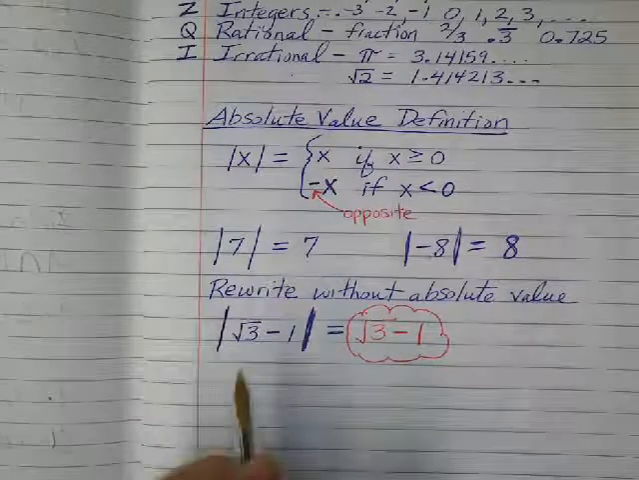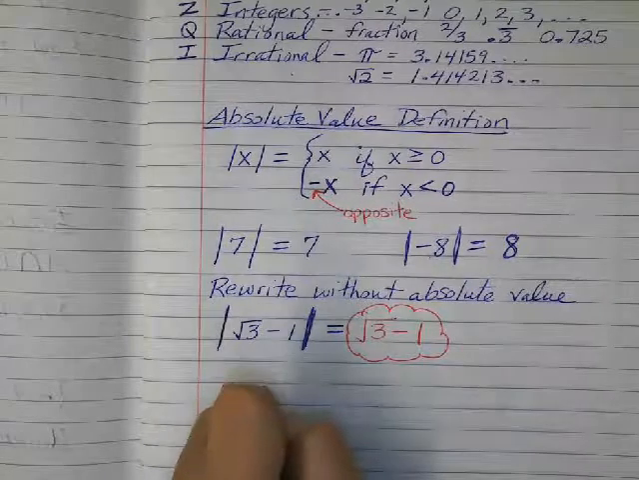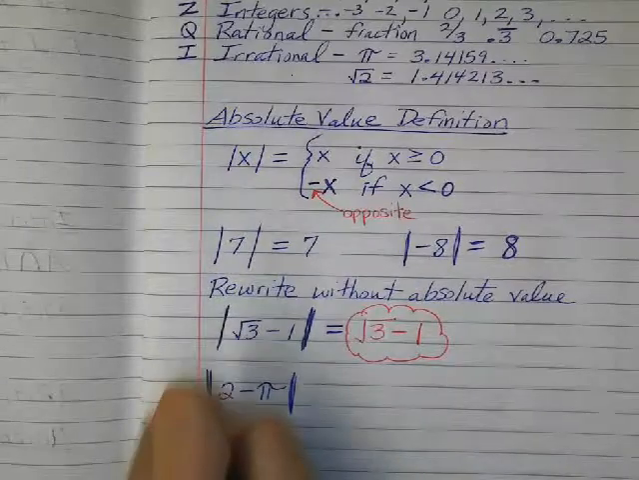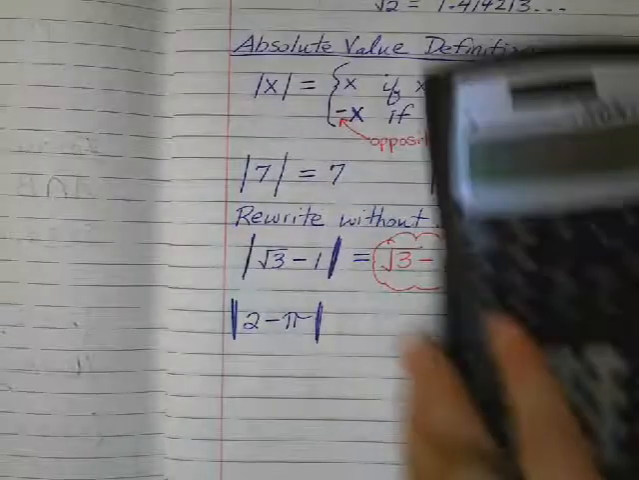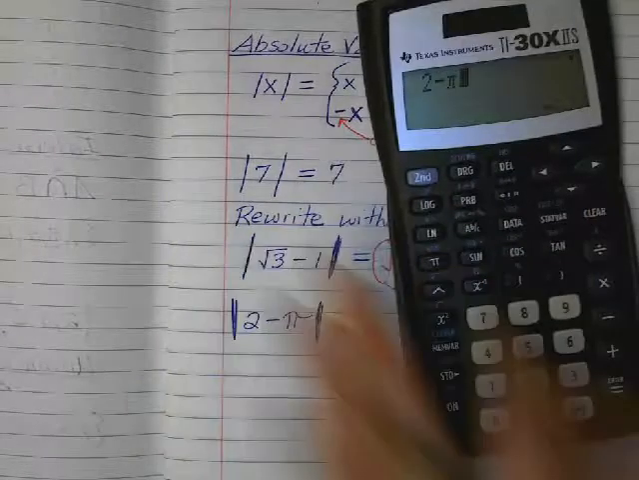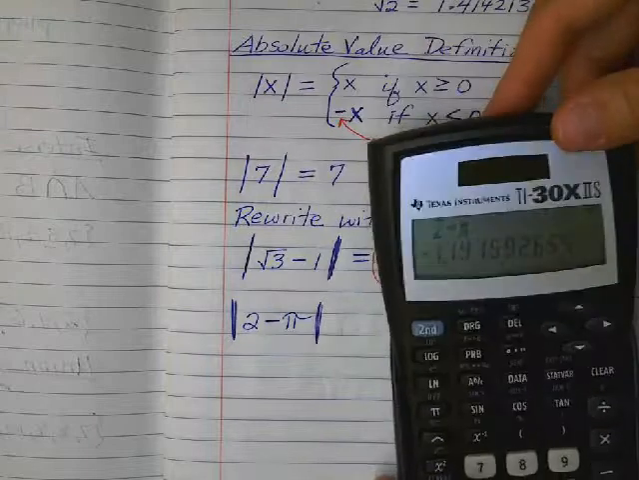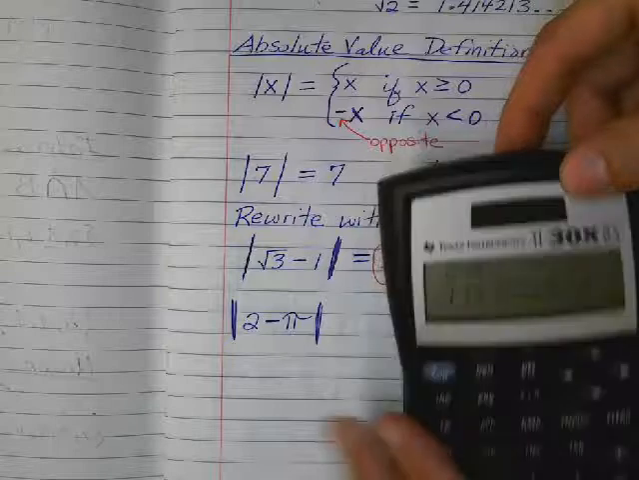So then if it said, what about this one? 2 minus pi. Okay, let's do that on my calculator. 2 minus pi. If I do 2 minus pi on my calculator, now I'm getting a negative. I'm getting something less than 0.